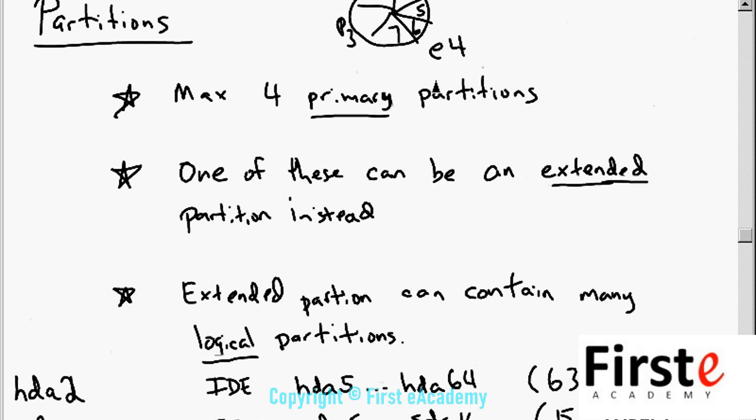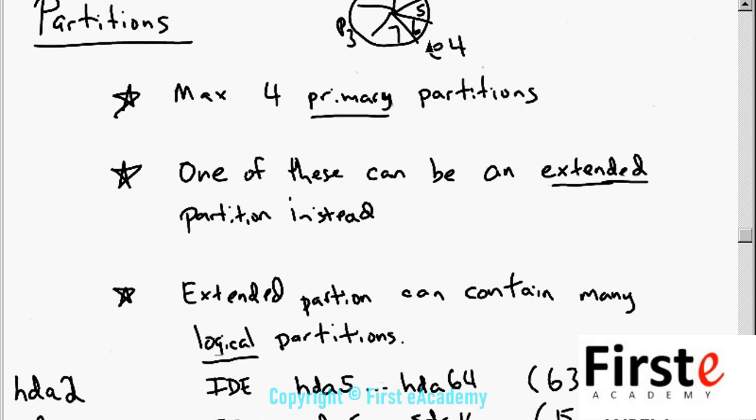The extended partition would be partition 4, and then the logical partitions inside would be 5, 6, and 7. Now, partition 4, you can't really write data to. Partition 4 is this extended partition that just keeps track of these logical partitions inside of it. So you could never write data to HDA4, for instance, in this example, because HDA4 isn't really a partition. It's just an extended partition that holds these logical partitions.